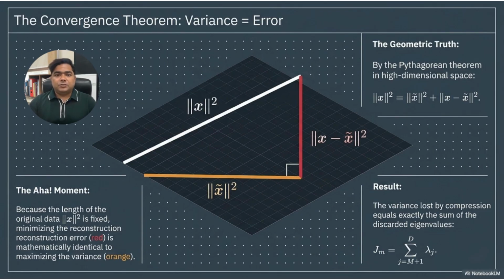The result at the bottom says that the reconstruction error equals the sum of the discarded eigenvalues. This can be read like this. J sub m equals the summation from j equals m plus 1 to d of lambda j. In words, the total error after keeping m components is equal to the sum of the eigenvalues that we did not keep.